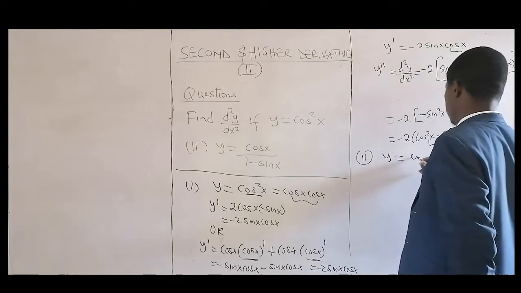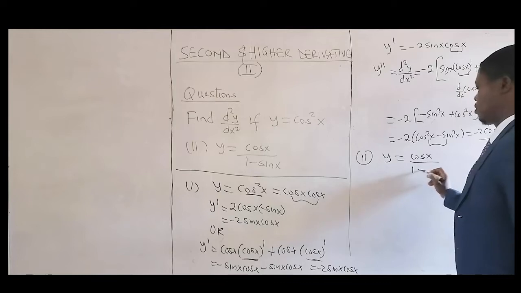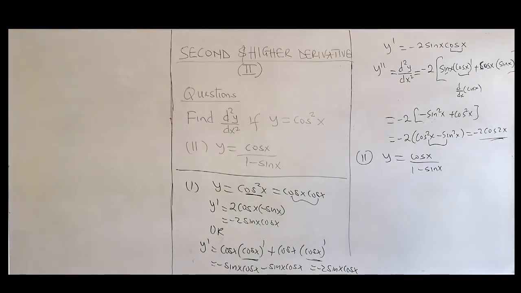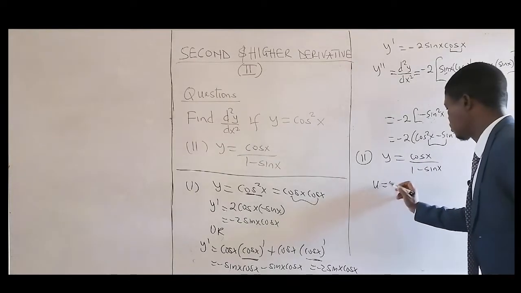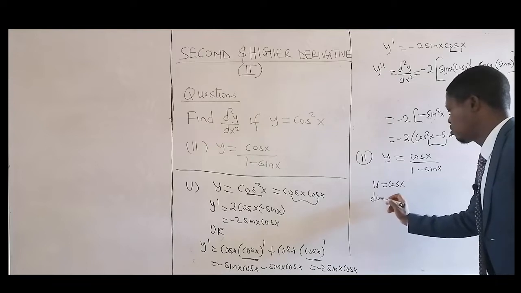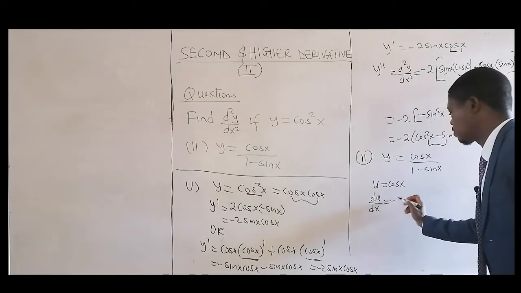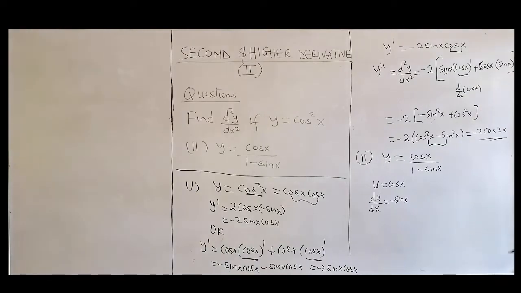Y equals cos x over 1 minus sin x. So this is this. My u in this case is cos x. My du/dx is minus sin x. My v is 1 minus sin x, that's the denominator. Then dv/dx is equal to minus, already here, the derivative of the constant is 0. So minus cos x. The derivative of sin is cos.